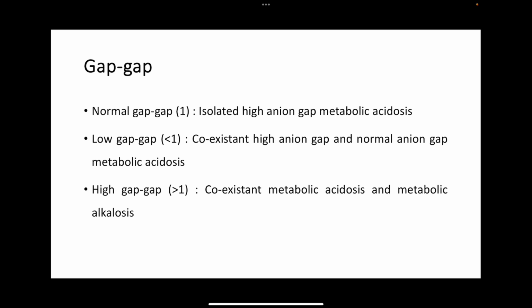If the ratio is low, that is less than 1, there is a coexistent high anion gap and normal anion gap metabolic acidosis. And if it is high, that is more than 1, there is a coexistent metabolic acidosis and metabolic alkalosis. The gap ratio is often used in diabetic ketoacidosis to determine whether an ongoing metabolic acidosis is due to ongoing ketoacidosis or due to the isotonic saline infusion in the resuscitatory period.